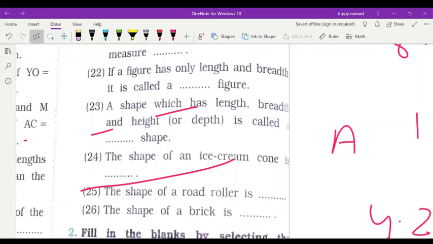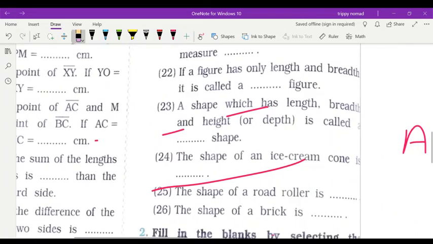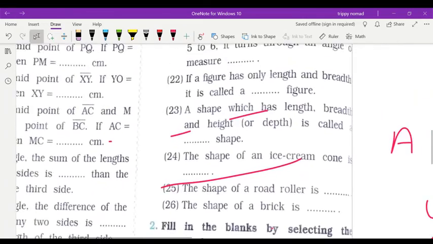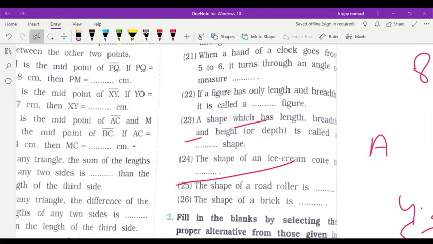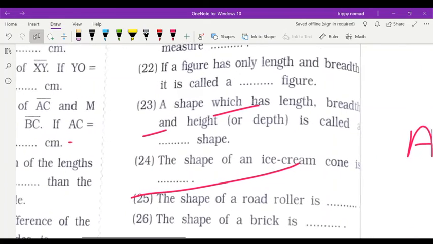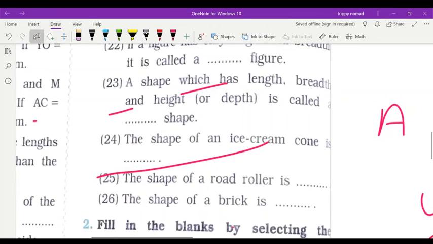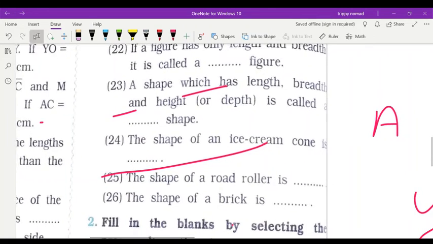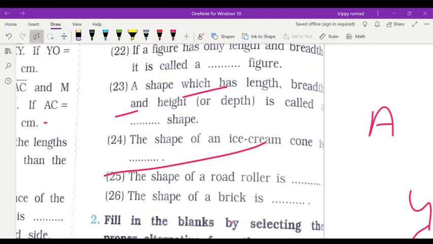Now question number 22, I am going to start. Up to 21st I explained you. If a figure has only length and breadth, it is called a dash figure. If in any figure there are two dimensions given, that means this figure is called two-dimensional figure. If length, breadth and height, all three things are given, then it is called three-dimensional figure. Now question number 23, a shape which has length, breadth and height, I have already given the answer of that question, that is called three-dimensional shape.